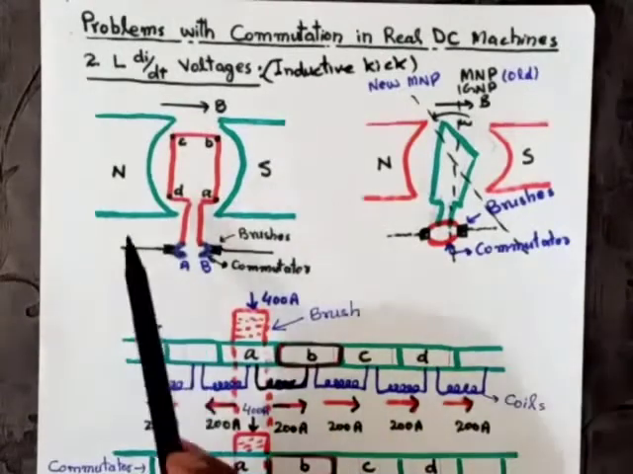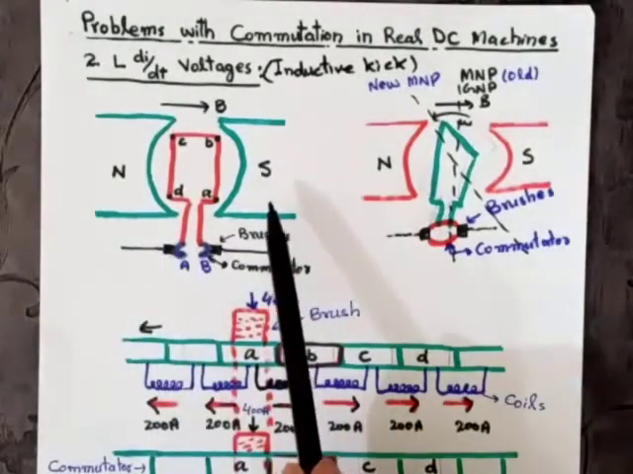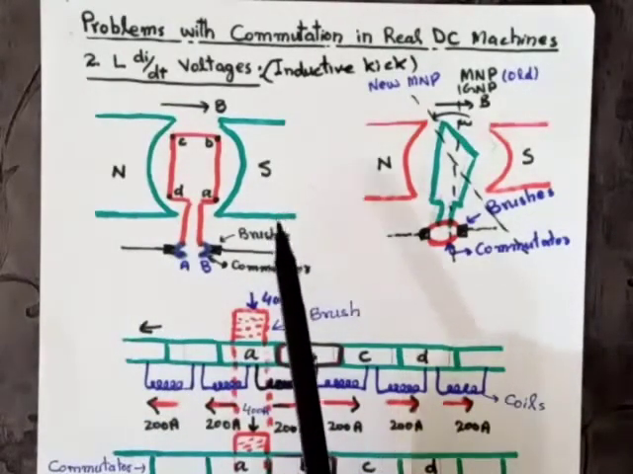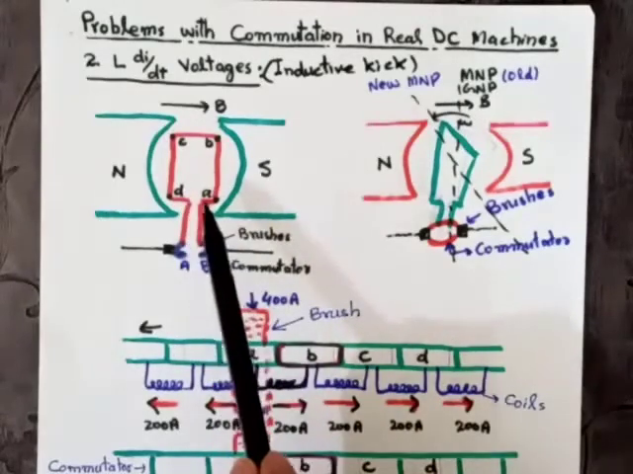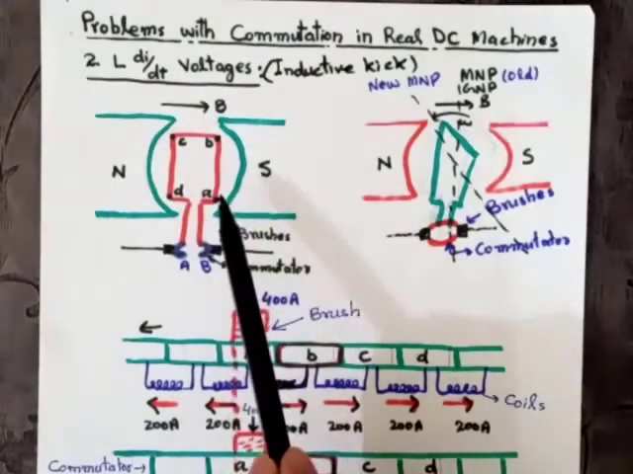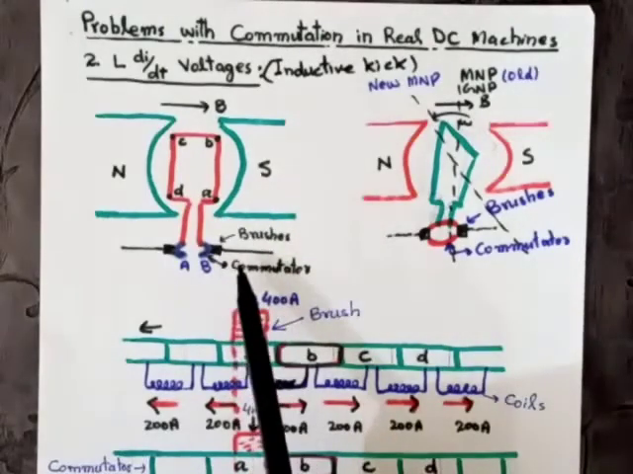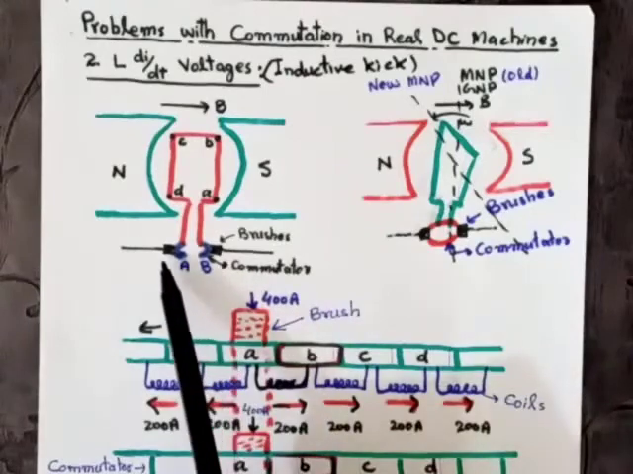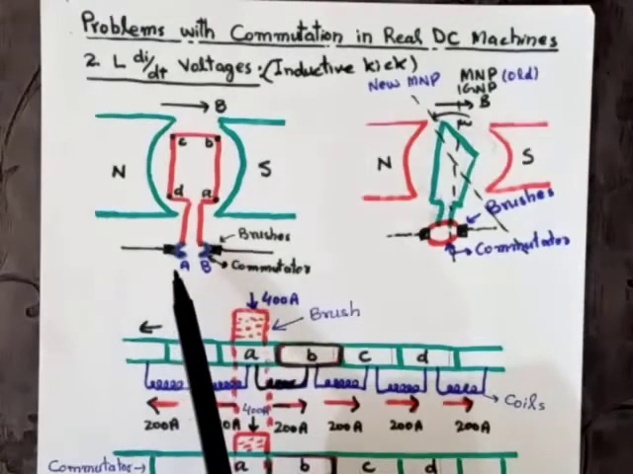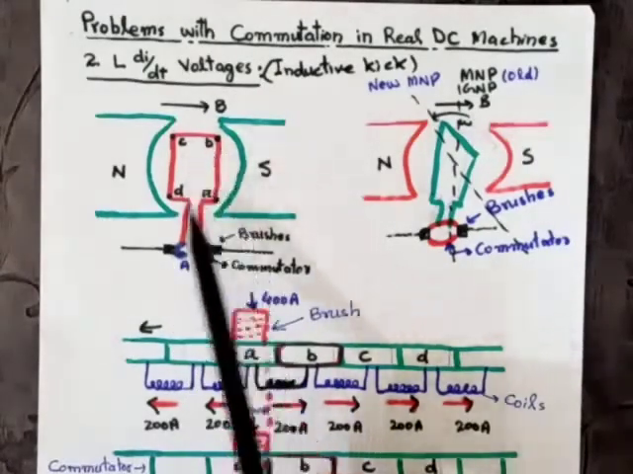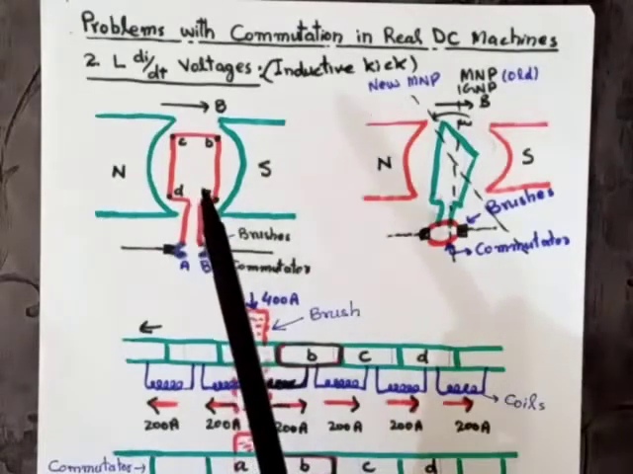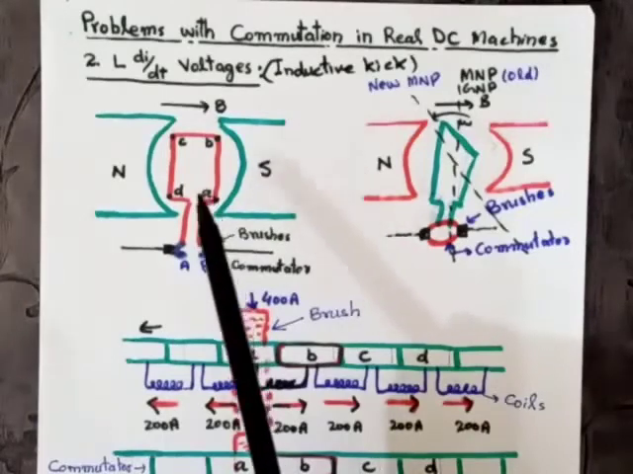Let this be the north pole and this be the south pole. A simple loop is shown here. There are two brushes. One is connected with commutator segment B and one is connected with commutator segment A. When the loop rotates inside the magnetic field, voltage will be produced in it according to Faraday's law of electromagnetic induction.